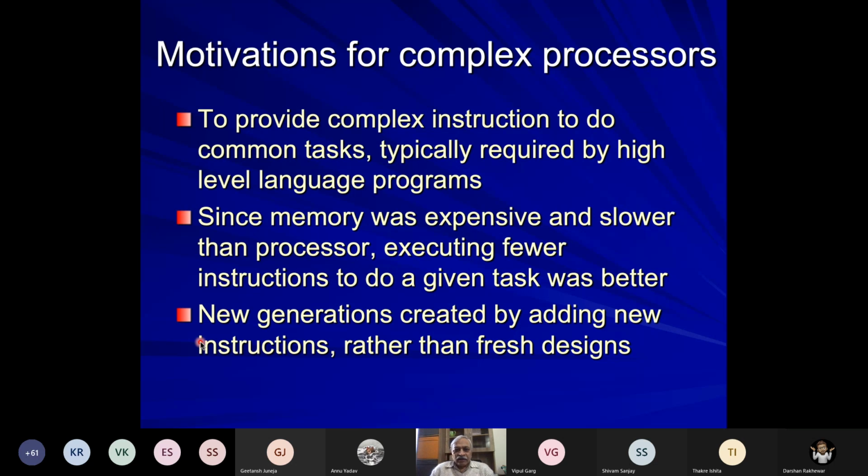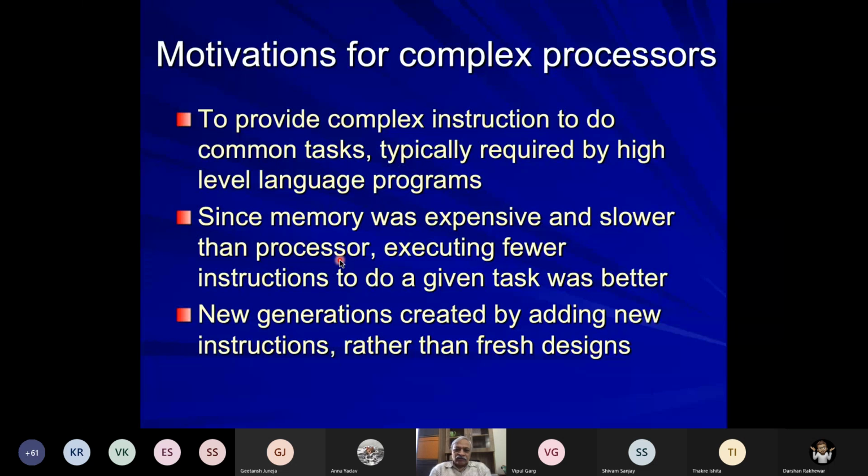And at that time, memory was expensive, and slower than the processor, about an order of magnitude slower. Then executing a sequence of instructions to do that task would consume not only more time, but you would have to access memory multiple times to get those instructions. So if you build that functionality in hardware, it would not only save the space you occupy in memory, but also the memory accesses. Okay, so that was the philosophy why there was a trend to introduce complex instructions.